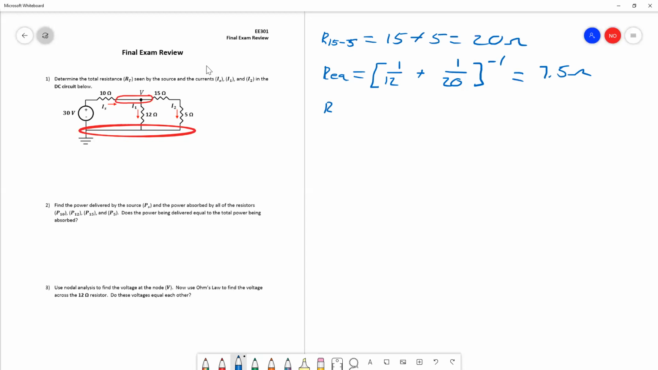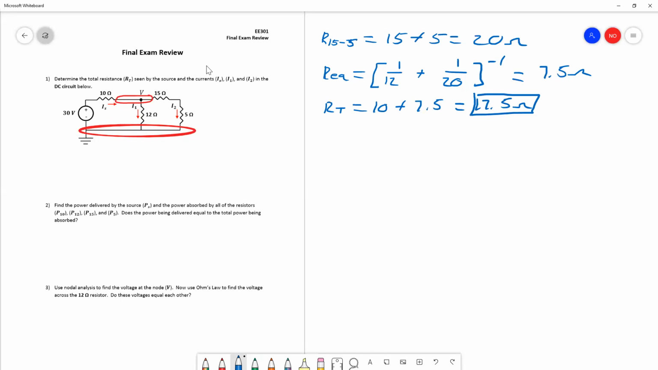And then lastly, we'll find RT by adding the 10 in series with the parallel network here. So that's 10 plus 7.5, which gives us 17.5 ohms. And that is the total resistance of the circuit.